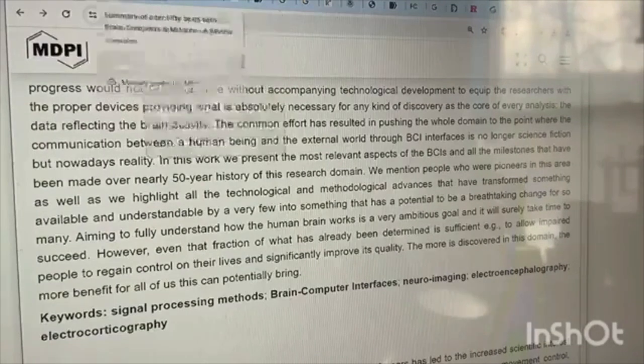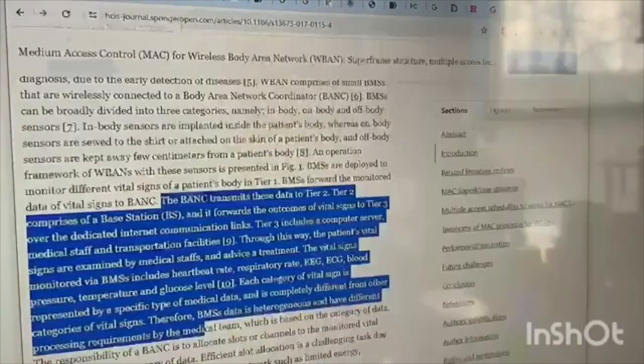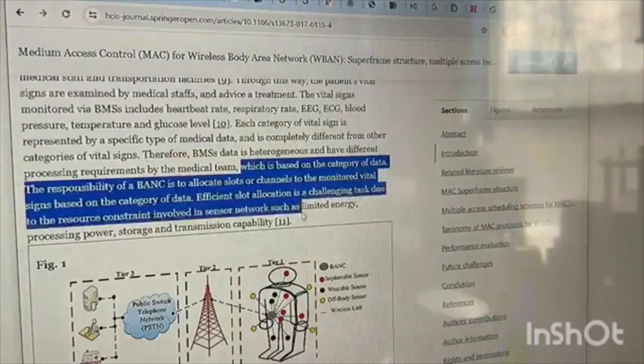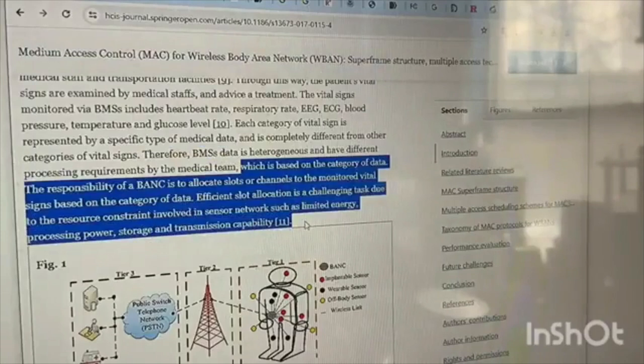All we have here is a series of people who have jobs with these body area networks or medical body area networks. Therefore, body medical sensor data is heterogeneous and has different processing requirements by the medical team, which is based on the category of data. The responsibility of a bank is to allocate slots or channels to the monitored vital signs based on the category of data.